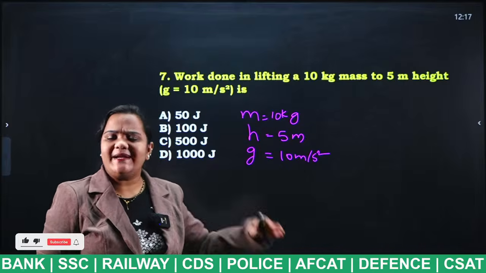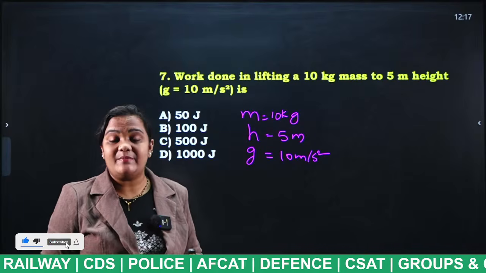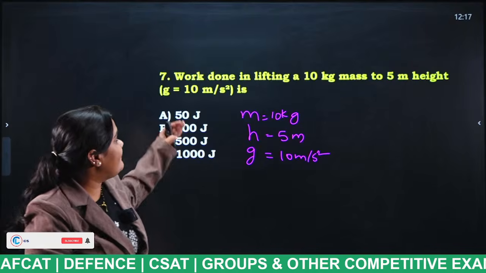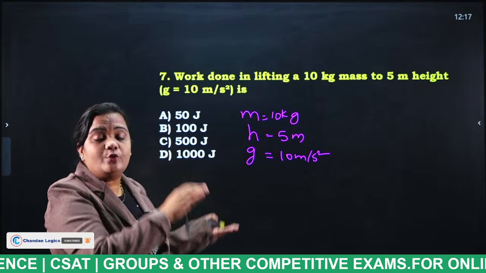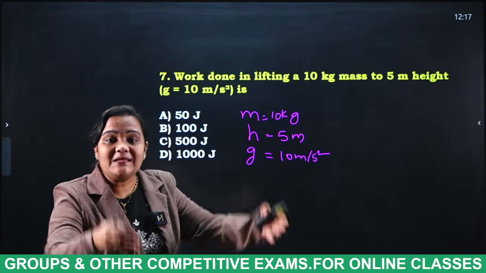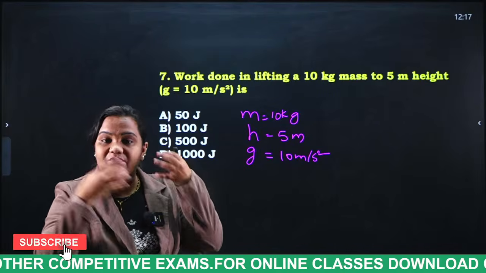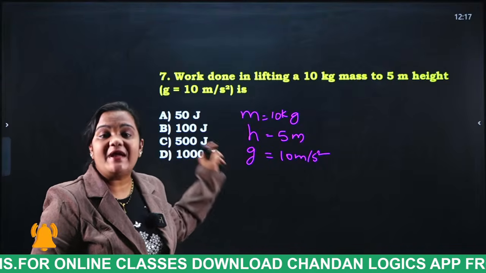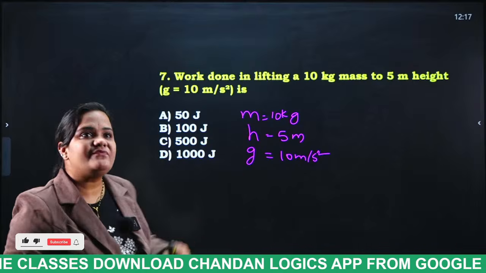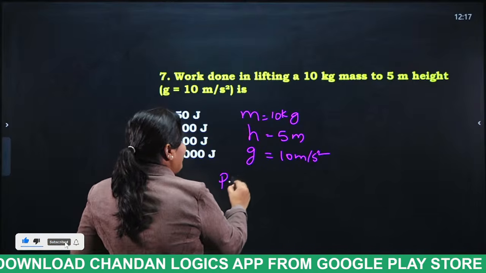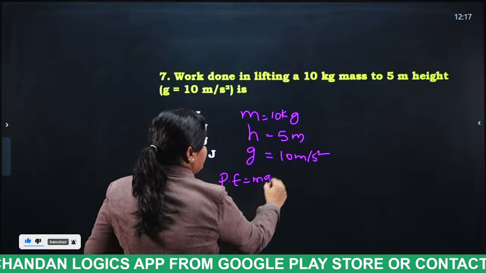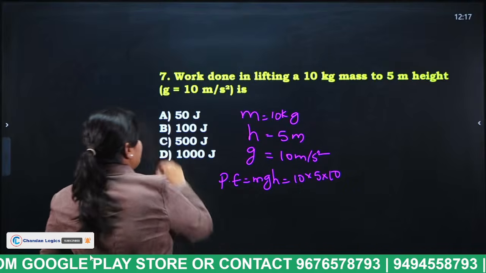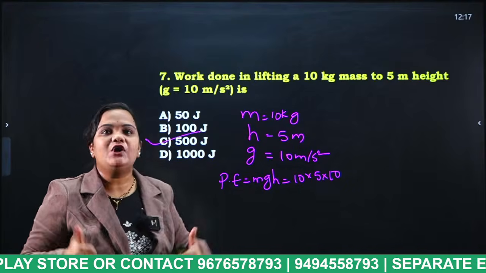So what is potential energy actually? Potential energy is nothing but the energy possessed by virtue of its position. So what is happening here? The mass is going to be changed from its position. The mass is going to be lifted. That means a change in position is happening there, and we have to consider potential energy. So what is the formula for potential energy? We all know that potential energy is equal to mgh. So that is nothing but 10 into 5 into 10. So what is going to be the answer, students? 500 joules. Very good, students.